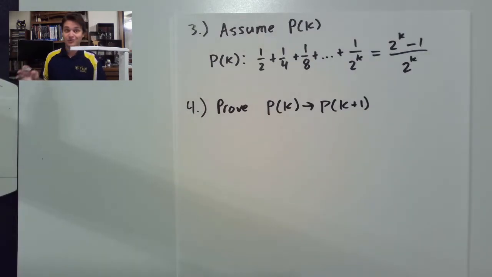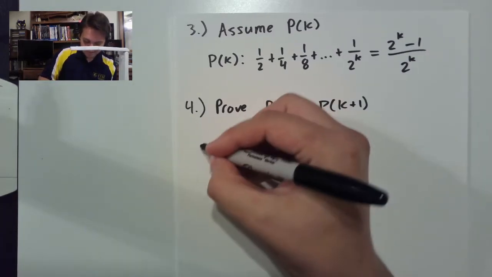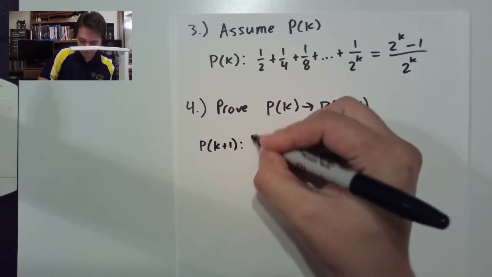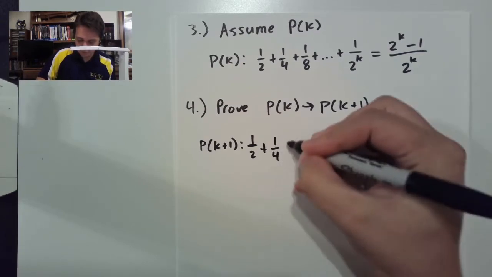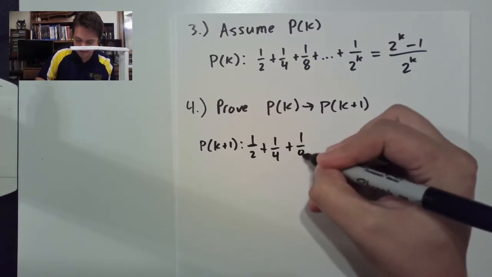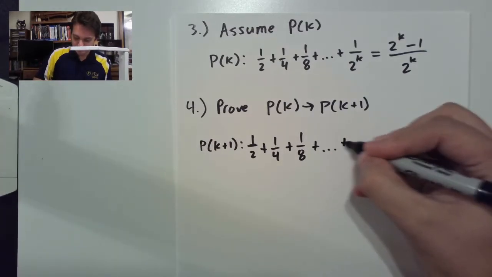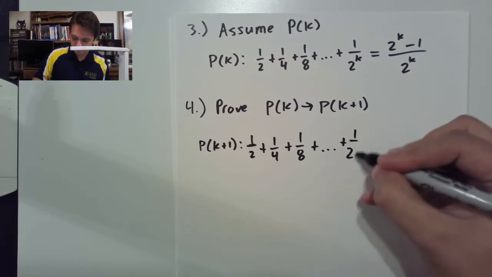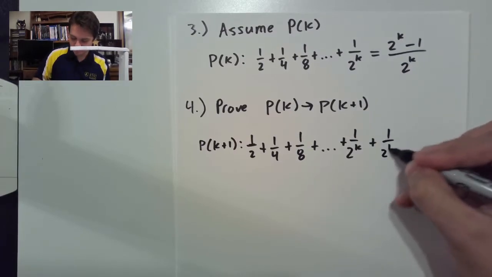So it works out really well for these sorts of problems. But what would that look like? So we have P(k+1) would be 1/2 + 1/4 + 1/8 + all that other stuff, plus 1/2^k plus 1/2^(k+1).